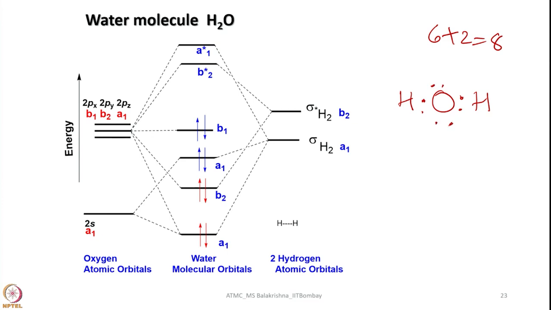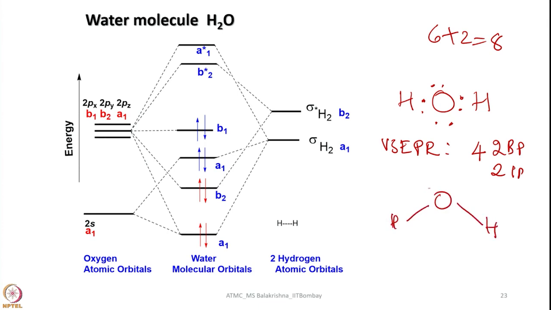And in VSEPR theory, we have 4 pairs of electrons as the steric number. According to VSEPR, we call it a steric pair. So, we have 4 pairs. Out of 4 pairs, what happens? 2 are bonding pairs and 2 are lone pairs. That means we write something like this here, and then here we have 2 electrons. So, we have 2 pairs of electrons, and these 2 pairs can be seen from here.